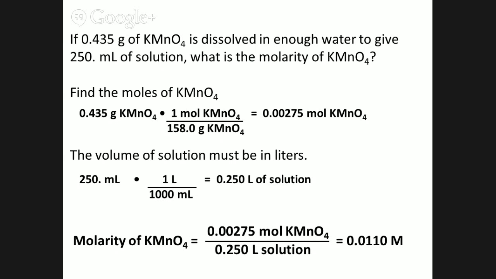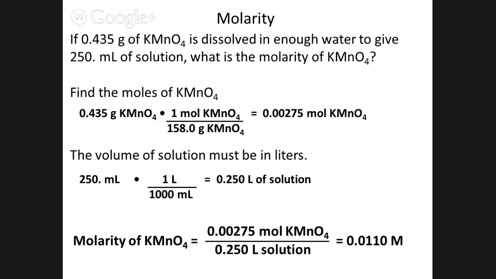So let's look at an example of the first one. This is doing molarity. So 0.435 grams of KMnO4, potassium permanganate, is dissolved in enough water to give 250 milliliters of solution. What is the molarity? Again, molarity is moles per liter. So I've got to take the grams and turn it into moles. We do have to do some mole problems here.